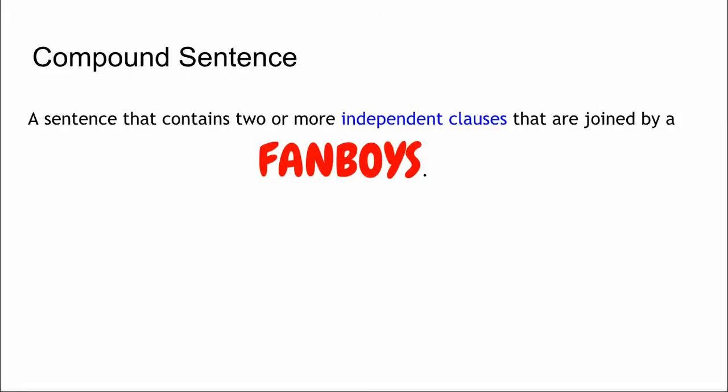So, a compound sentence is a sentence that contains 2 or more independent clauses that are joined by a fanboys. And we have to say a fanboys because the S is not there to be plural. It is there to stand for the word so. So it's going to sound a little awkward.